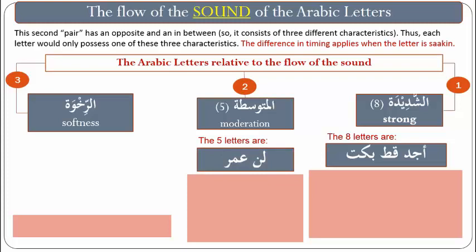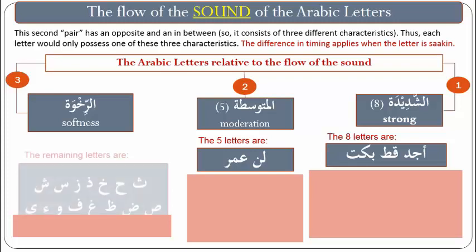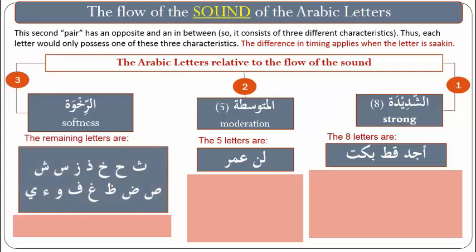The 5 letters of moderation in the mutawassit area are Lin Umar: Lam, Noon, Ain, Mim, and Ra. And then the remaining letters make up the letters of Rikwah or Rakhawa. Those are everything else other than the letters of Shadida and the letters of Mutawassita.